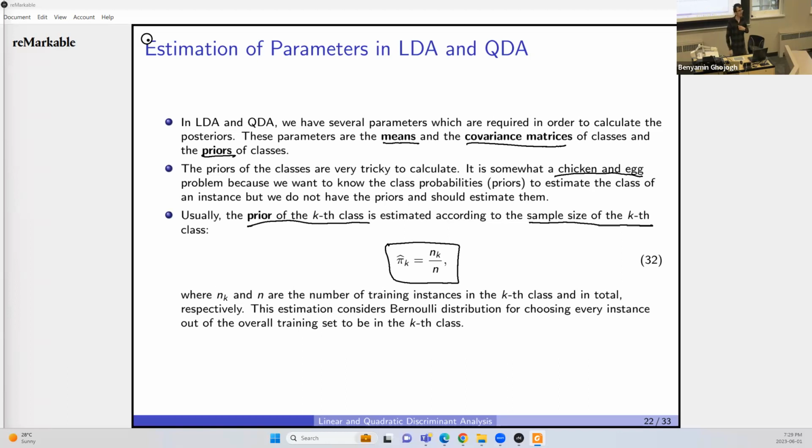Then in total, we have 10 points, right? So the prior of class one will be 5/10, half. The prior of class two will be 4/10. The prior of class three will be 1/10. Our summation becomes one, right? Because the priors should sum to one. Okay, so you can estimate it in this way, or for simplicity, if you know by some prior information, you can set the priors to be equal. Do you remember we said that we can assume they are equal and it becomes more simplified, okay? So that's one thing.